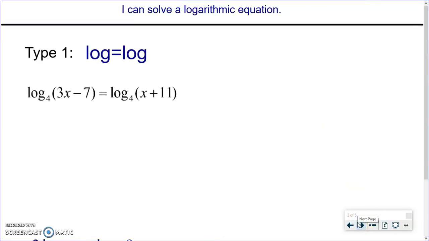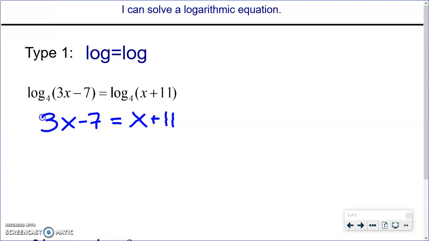Our first example here, log base 4 of 3x minus 7 equals log base 4 of x plus 11. There's only one logarithm on either side. There's nothing to condense. So we can go right ahead and set what we were calling A and B equal to each other, since they are the same base. So we have 3x minus 7 equals x plus 11.